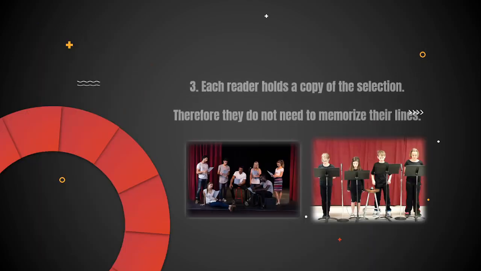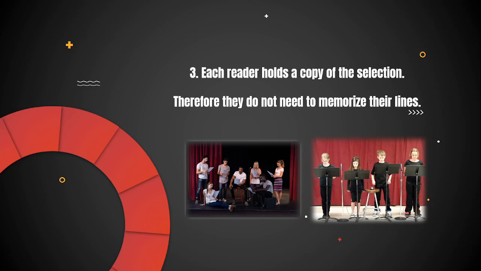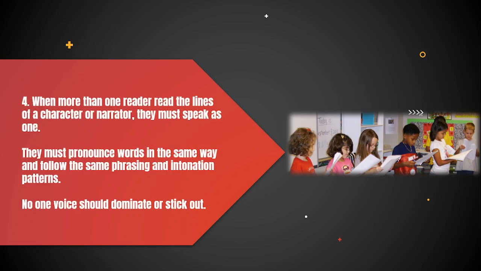Thirdly, each reader holds a copy of the selection, therefore, they do not need to memorize their lines. Number four, when more than one reader reads the lines of a character or narrator, they must speak as one. They must pronounce words in the same way and follow the same phrasing and intonation patterns. Not one voice should dominate or stick out.